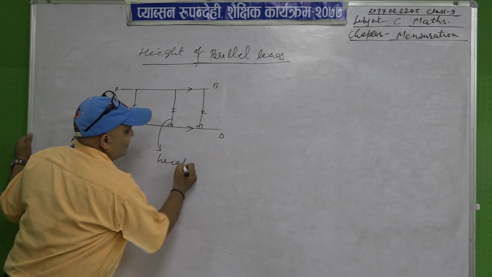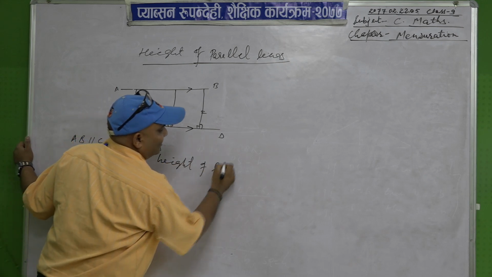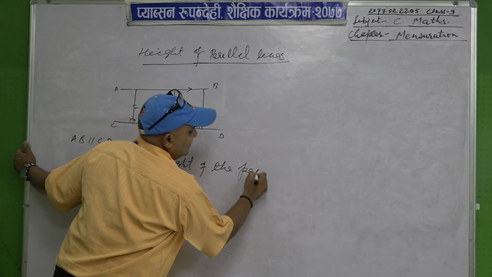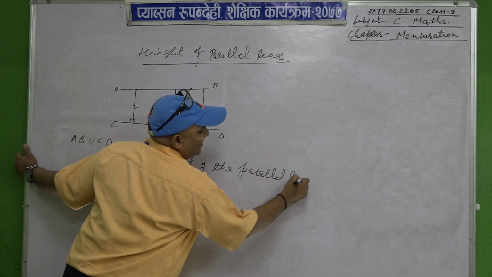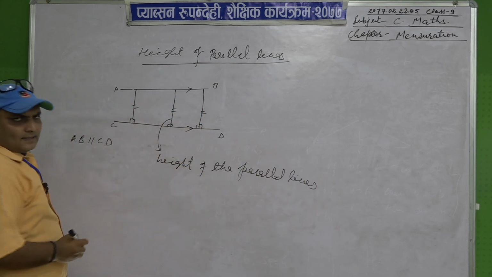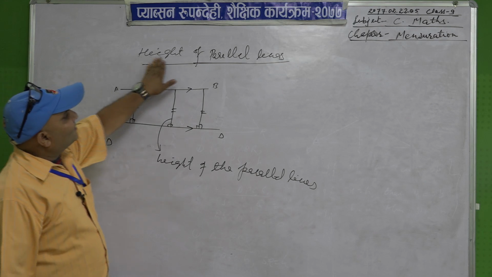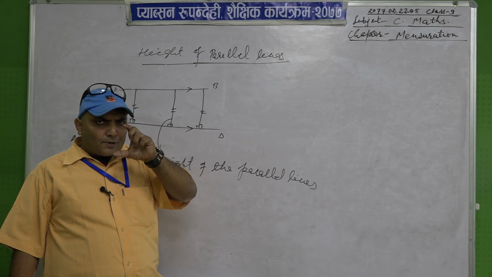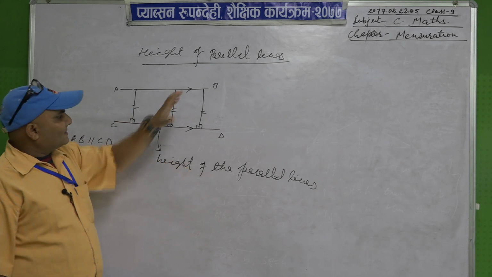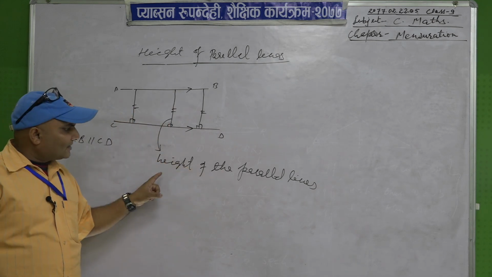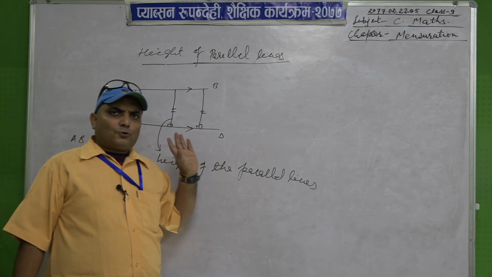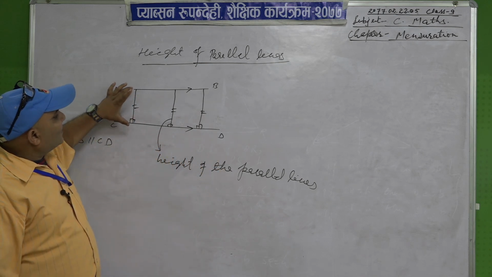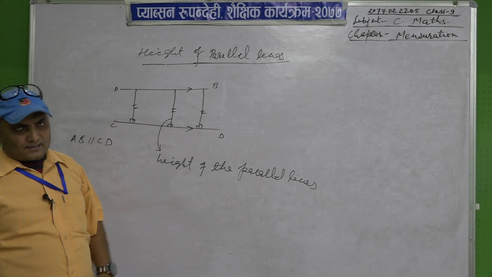This is the height of the parallel lines. So, height of the parallel lines means the perpendicular distance between two lines in parallel lines is called the height of those parallel lines. So, first of all we should know what is the height of the parallel lines.